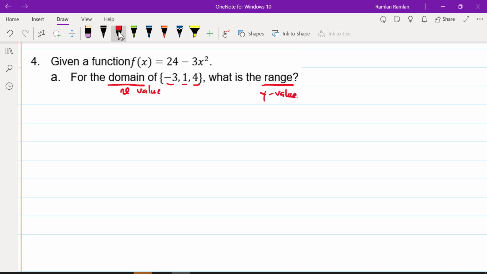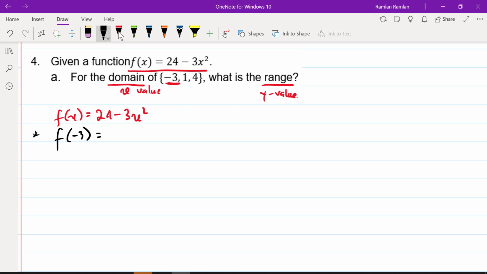So what we want to know is what happens if we input these three into the x. You will get three values of the range, right? Remember that every input can only have one output, right? So let's do it one by one. I'm going to write down the function again. Here we have f of x equals 24 minus 3x squared. For the first one we have this negative 3, so that'll be f of negative 3, right?